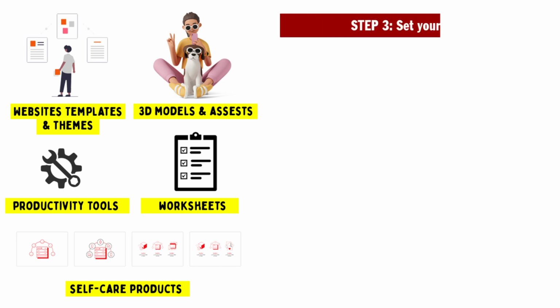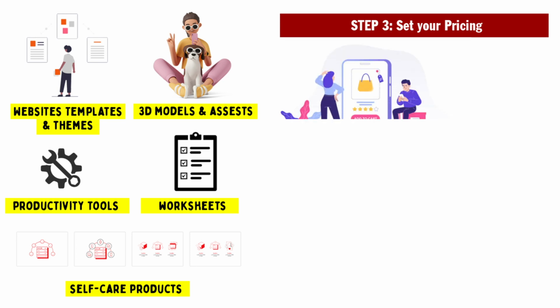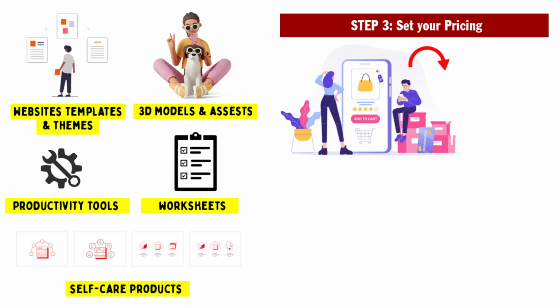Step 3. Set your pricing. Once you have your product ready, it's time to set your pricing. You can choose to sell your product at a fixed price or offer it as a pay what you want. You can also choose to offer discounts and create bundles to increase sales.